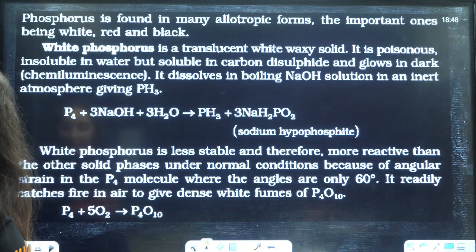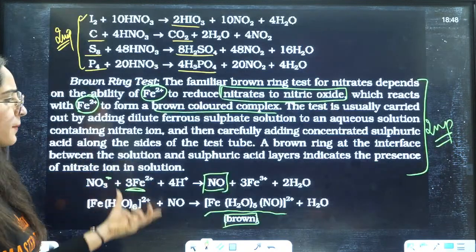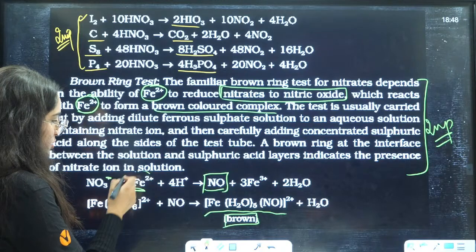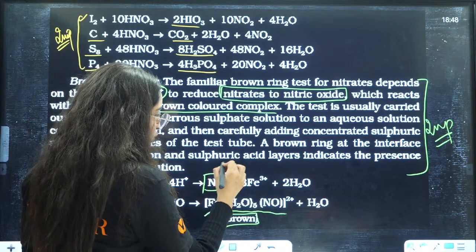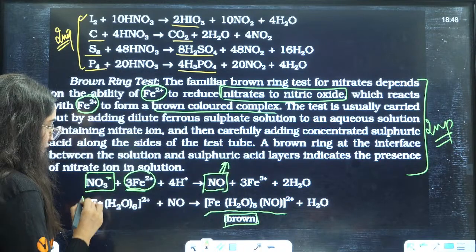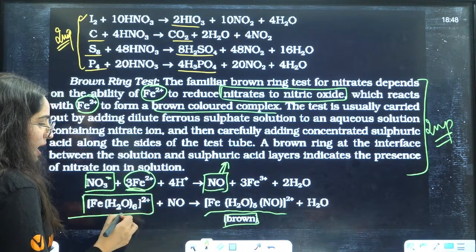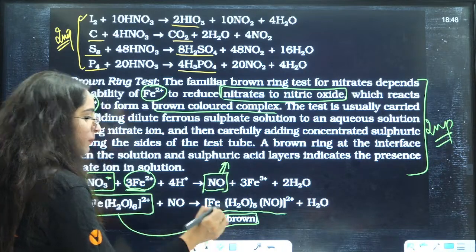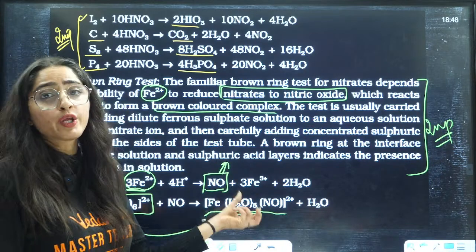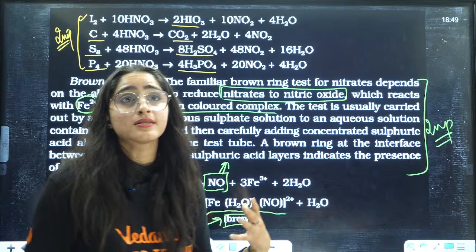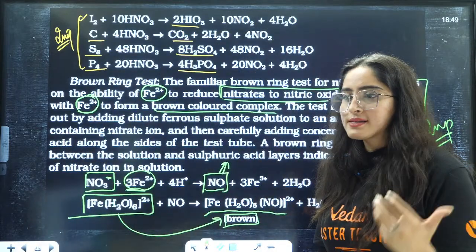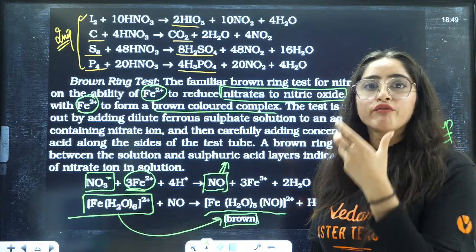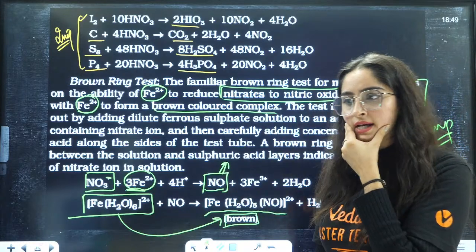The brown ring. If you have Fe2+, firstly the nitrate ion will be converted to nitrogen oxide, which further will react with the complex and convert it into a brown ring. When you have that brown ring, you can say that there are Fe2+ ions in the solution, right? Basically, this test is used for the identification of Fe2+ ions.